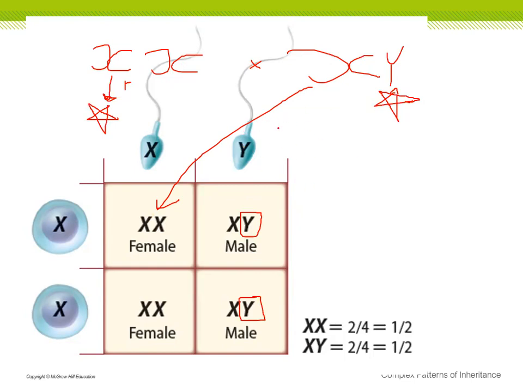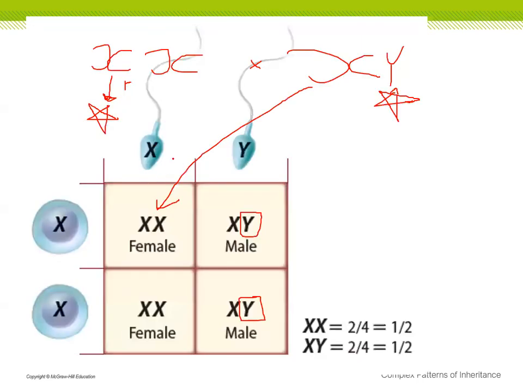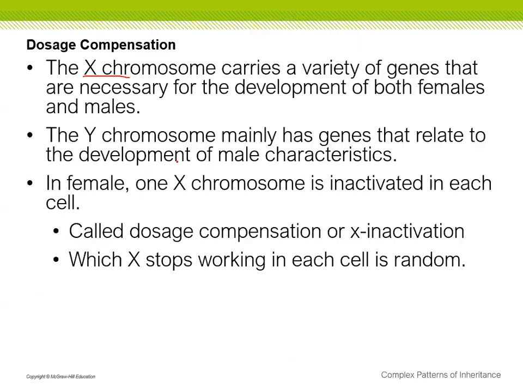We'll end up looking at some examples later of family histories and trying to conclude which side of the family it came from. The X chromosome carries genes that are necessary for the development of both females and males, because it doesn't matter what you do, you will have an X chromosome. The difference is the Y chromosome has genes that relate specifically to the development of male characteristics.